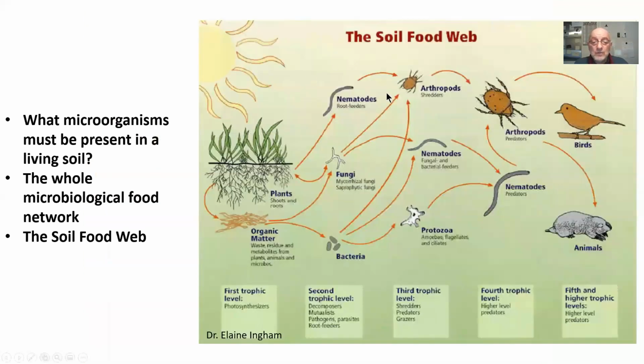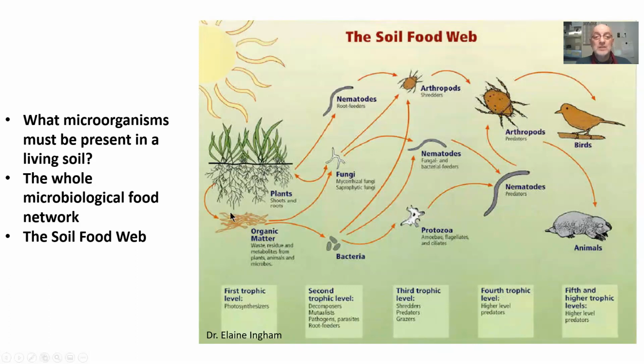So this is the soil food web, and this is the system that was found out by Dr. Elaine, and it is very, very important for all farmers. And I think it is very important for the future of farming. What microorganisms must be present in the soil? The whole microbiological food network, the soil food web, we have it here.